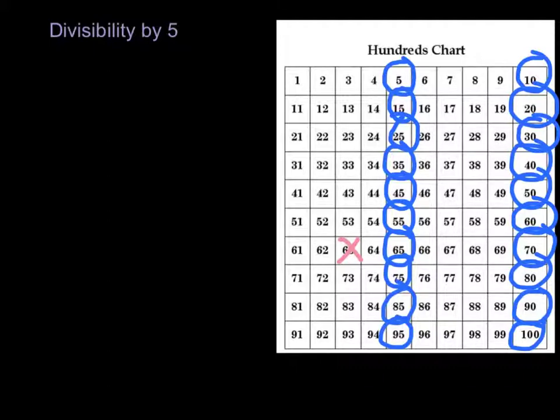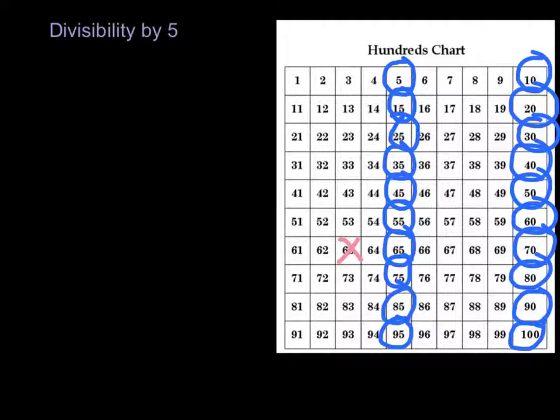So looking at the numbers that I've circled, the multiples of 5, can you see the pattern or the rule for divisibility by 5? Or just what sort of patterns do you notice with what I've circled? It's not an even number like it was with 2, because I see 5, 15, 25, those are odd numbers, whereas 10, 20, 30, 40, those are even numbers, so it's not that.